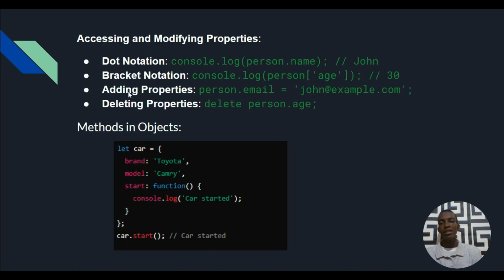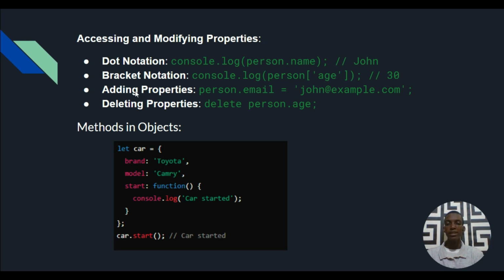Now as I modify properties in an object, we have the dot notation. An example here is where we say console.log person.name. Automatically it's going to give us John. When I'm saying bracket notation, I'm saying console.log person, and I'm putting in brackets the property, which is giving 30.